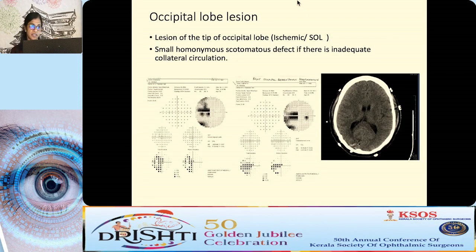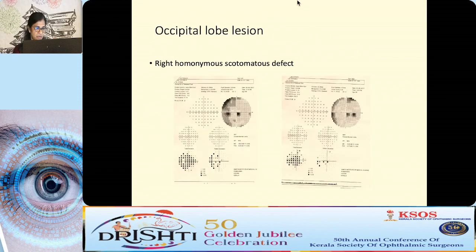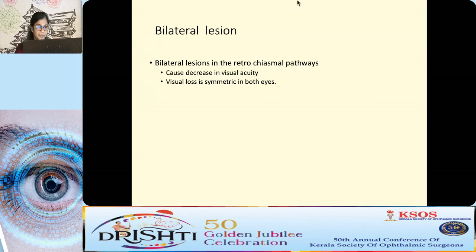A lesion at the tip of the occipital lobe can result in a small homonymous scotomatous defect. So here you can see a small left homonymous central scotoma. Again, ischemia causing a right homonymous scotomatous defect. When there is a bilateral lesion, it can cause vision loss that is symmetric in both eyes.